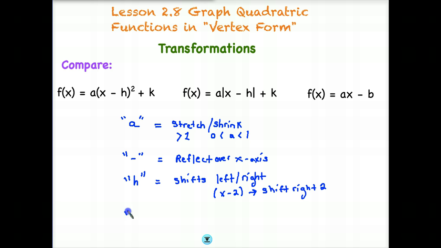All right, looking at our final transformation, we have a k. And that k in a linear equation is represented by the b. So it's very familiar to you, and that is a shift up or down. So this shifts our function up or down, depending on if it's positive or negative.